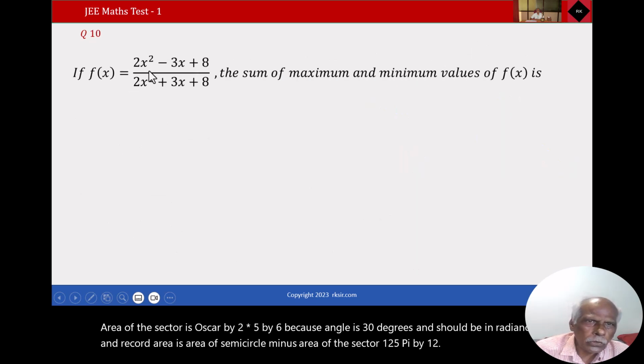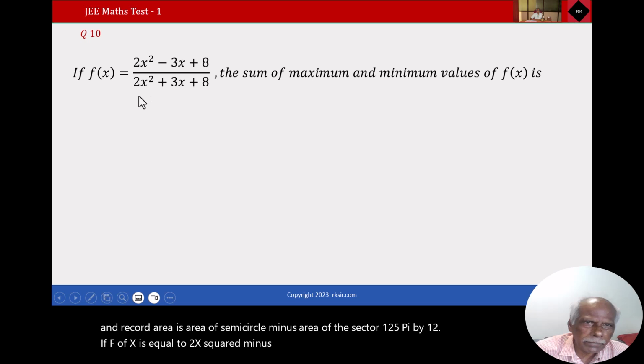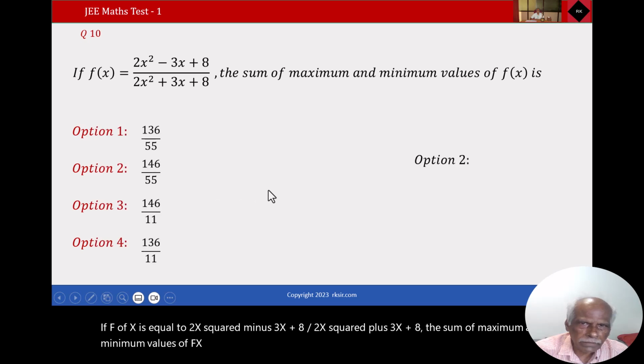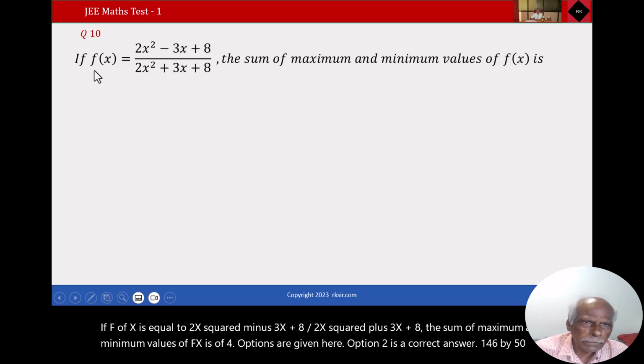If f(x) = (2x² − 3x + 8)/(2x² + 3x + 8), the sum of the maximum and minimum values of f(x) is, four options are given here. Option 2 is the correct answer, 146/55. We will see how to do it.